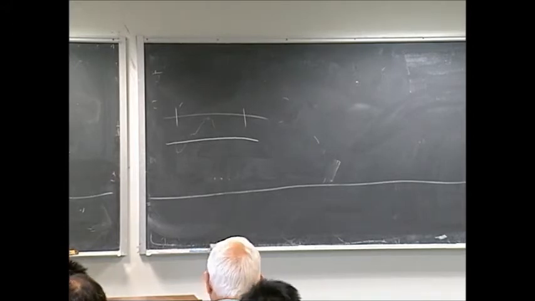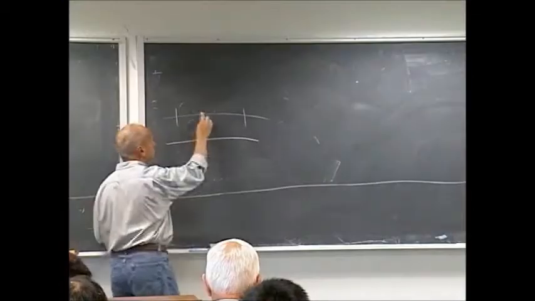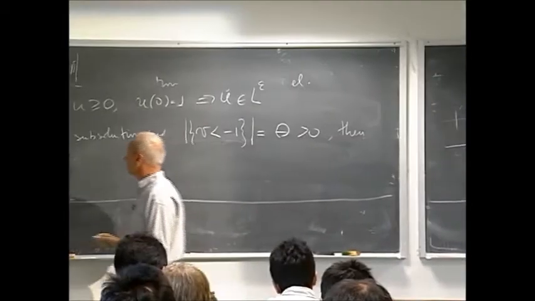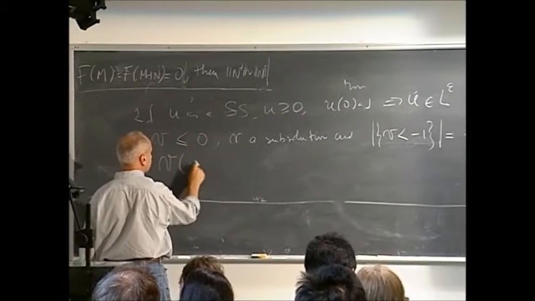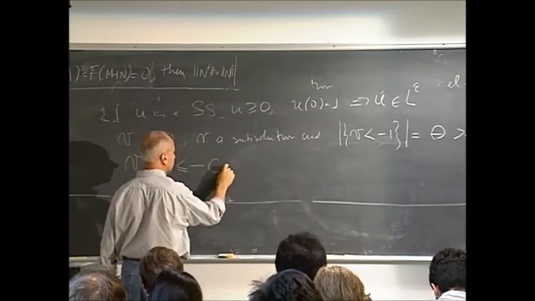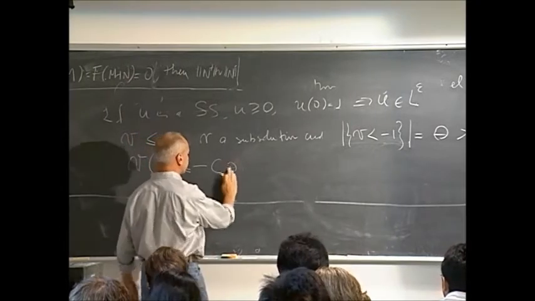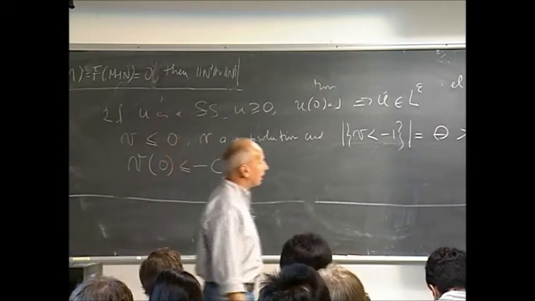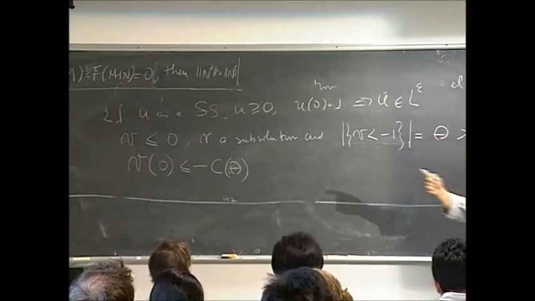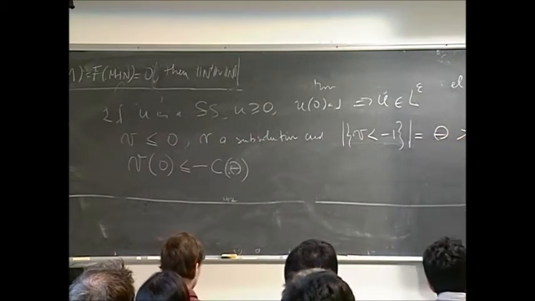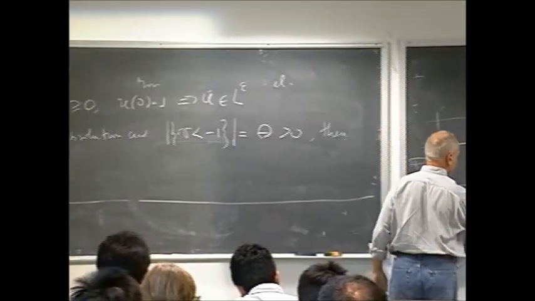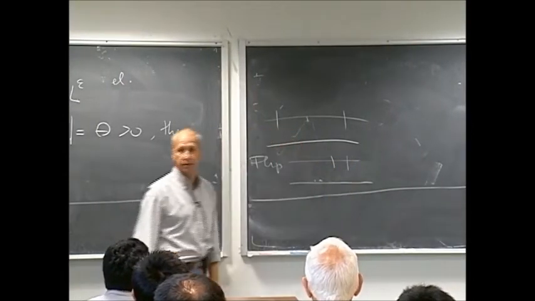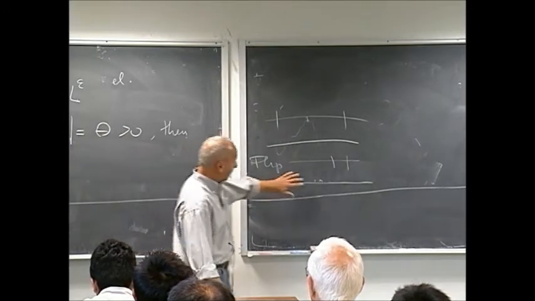Then at the origin, V has to be away from 0, and V of 0 has to be smaller or equal than some constant times some function of theta, so C of theta. Why is this? Well, let me reduce it to this theorem. I flip the picture. I have the function which is very close to 0 and has a non-trivial chunk at the level surface 1. Now make a dilation, I make this 1.